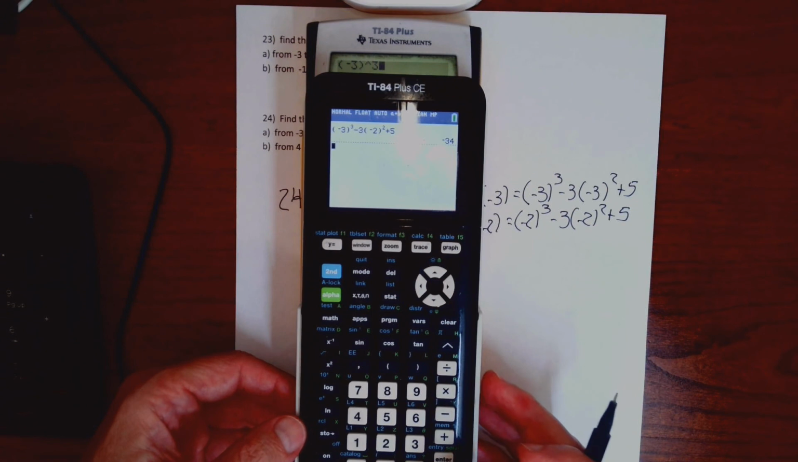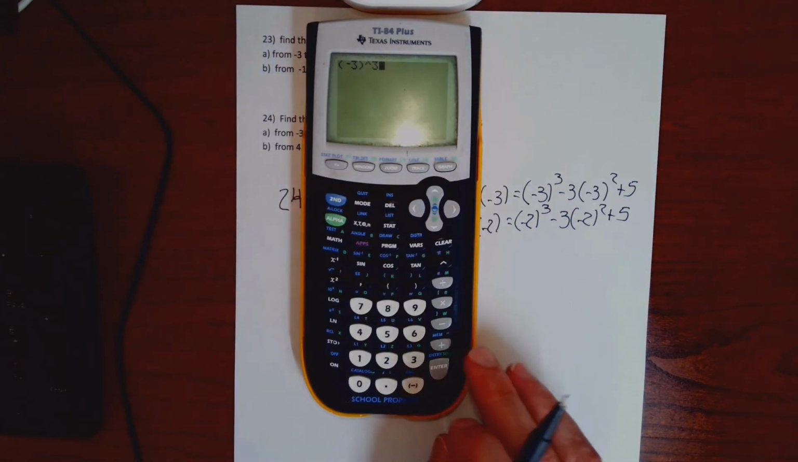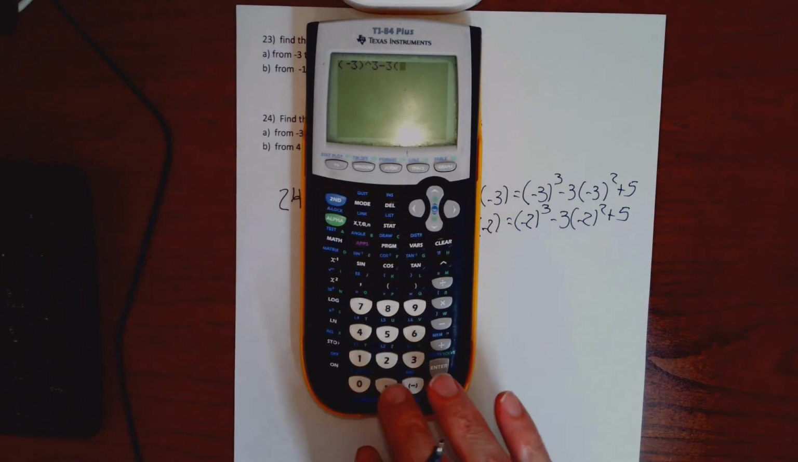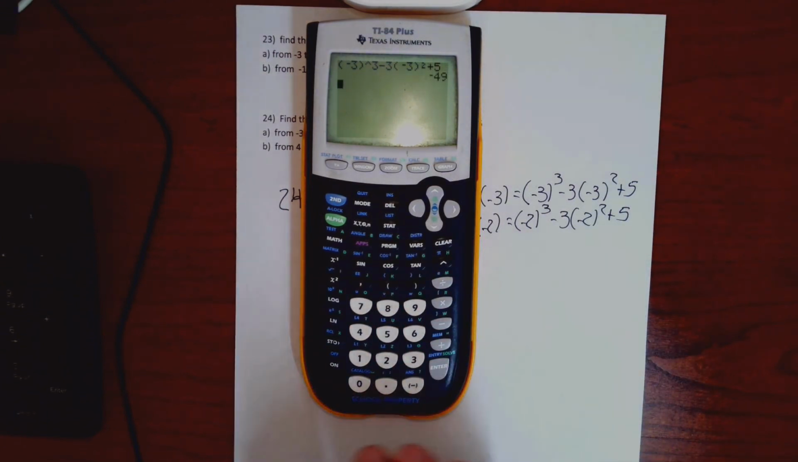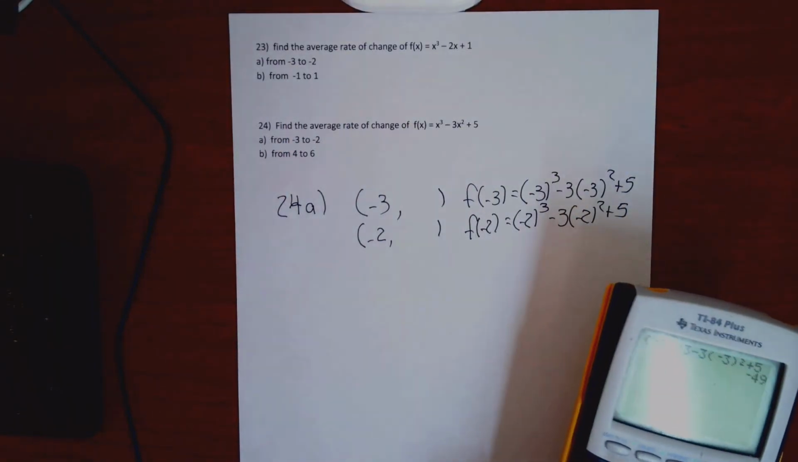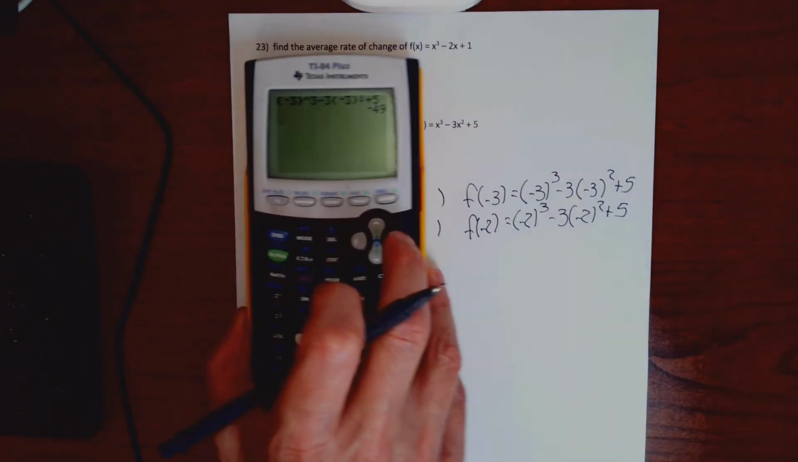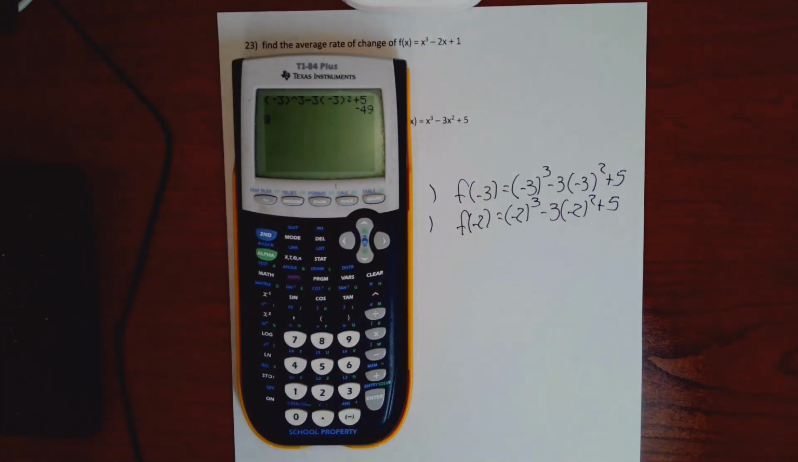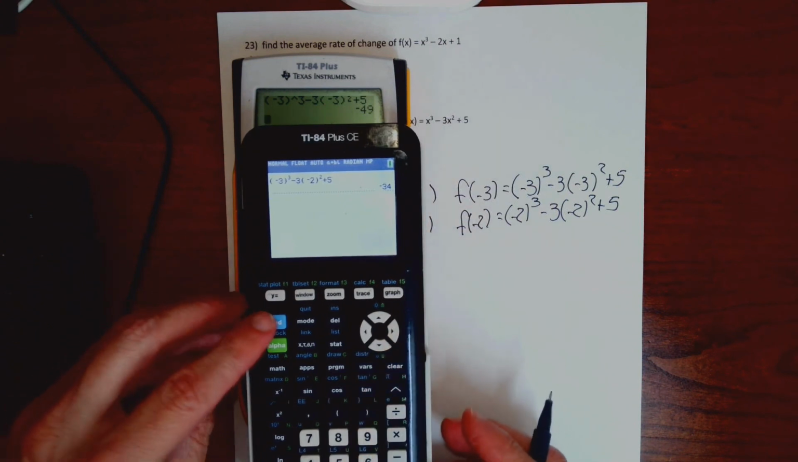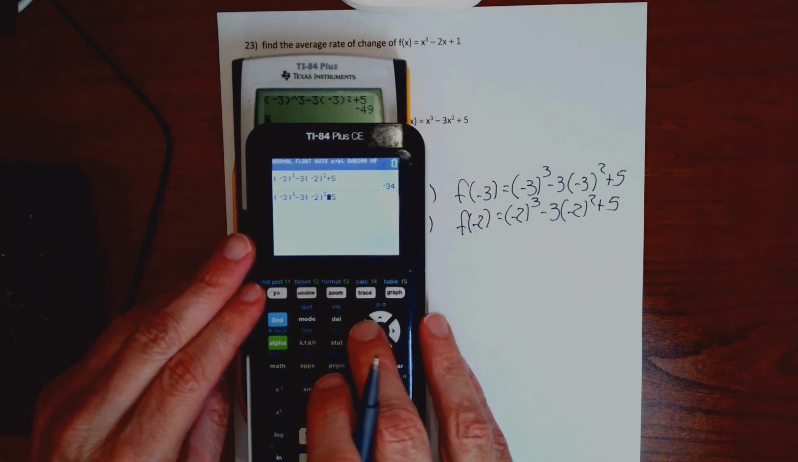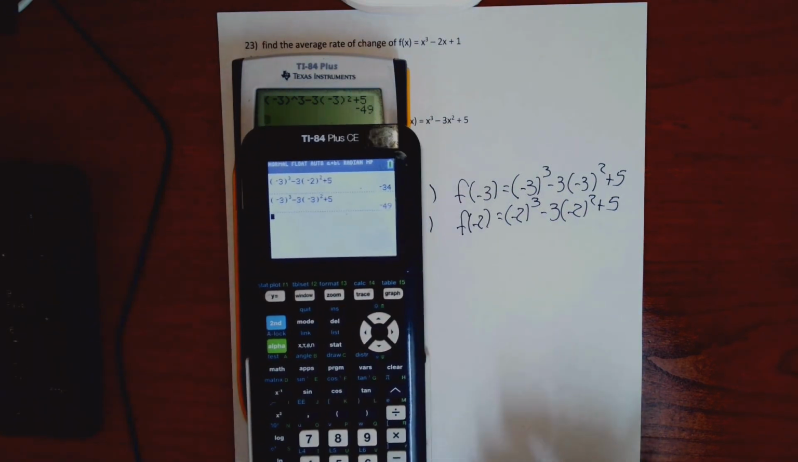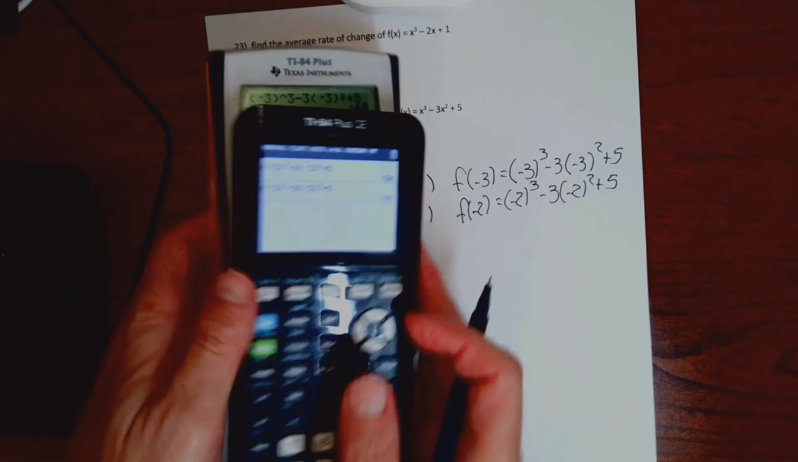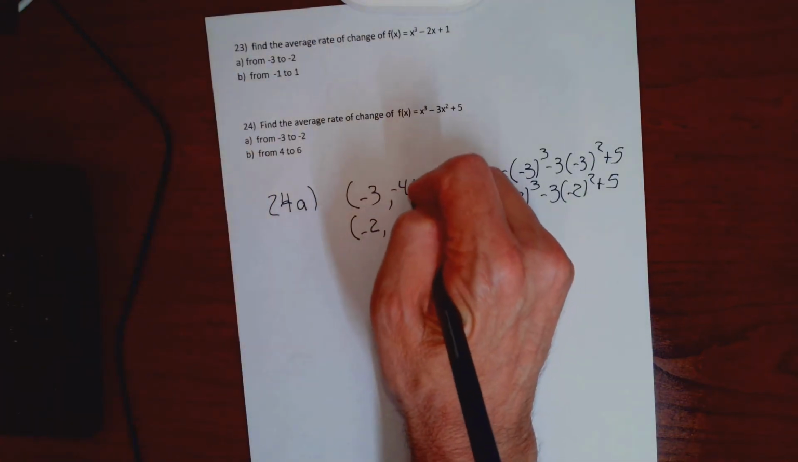I get negative 34 for my y. Should get the same thing here, minus 3 times negative 3 squared plus 5. Oh, I don't know what I did wrong here. Negative 3 cubed minus 3 times negative 3 squared plus 5 feels good. Oh, on this one I changed my 3 to a 2. Let me second and enter here. You'll see that for whatever reason, that should be a 3 again. And I should have gotten negative 49 for my y. So my first y is negative 49.